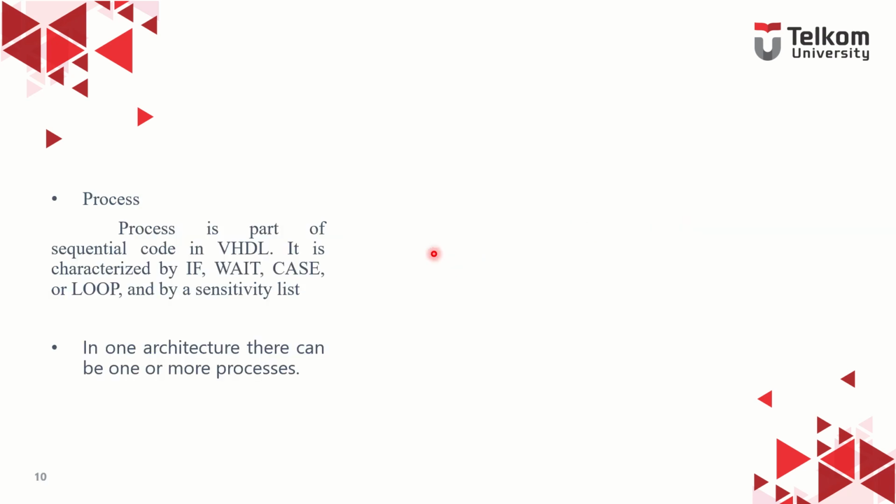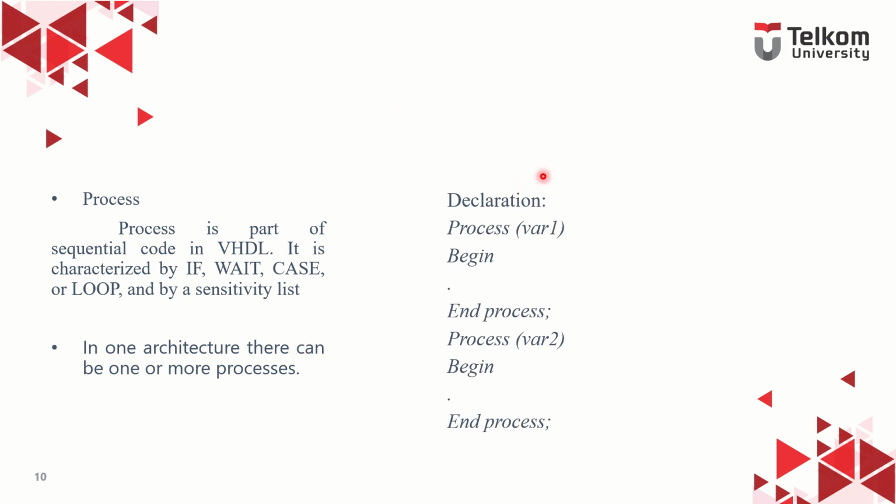The last one is the process. A process is part of sequential code in VHDL. It is characterized by if, wait, case, or loop, and by a sensitivity list. A process must be placed in the main code and will run every time the condition is met. In one architecture, there can be one or more processes. The declaration is like this: process, the variable or the condition, begin, and end process.